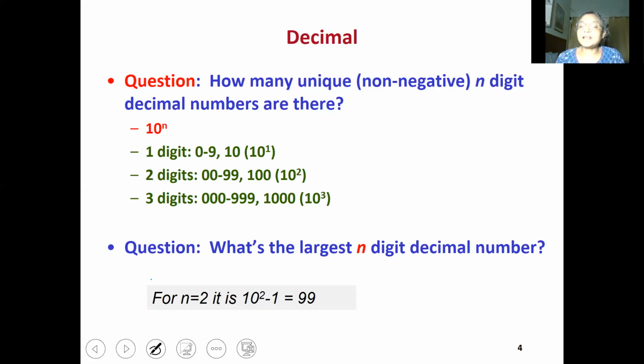So what is therefore the largest n-digit decimal number? If you consider only 0 or positive numbers, the smallest number is when all n digits are 0. And the largest number is when all n digits are 9. And this number is 10 to the power n minus 1. So an n-digit unsigned decimal number can represent numbers from 0 to 10 to the power n minus 1.